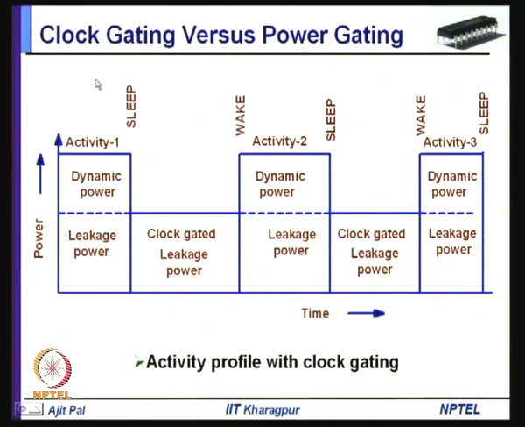Now, let me start our discussion with clock gating versus power gating. Here, as you can see, whenever you do clock gating in this part, the dynamic power is reduced, but leakage power remains the same. In this case, neither clock gating nor power gating is done. Here only clock gating is done, so the leakage power is present. So, whenever you are in the sleep mode, you are essentially reducing the leakage power by gating the clock.